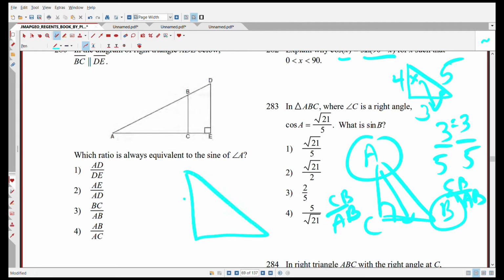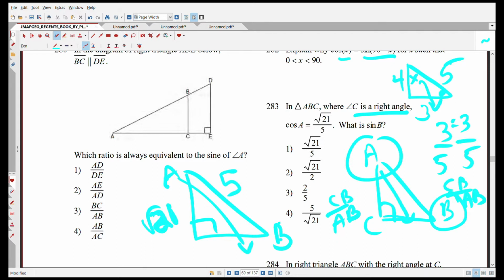Now, 283. C is a right triangle, so you can put A and B wherever you want. Cos of A, we don't do opposite, we do adjacent over hypotenuse. What's the sine of B? Well, opposite over hypotenuse. So you see it's radical 21 over 5, and it's actually the same answer.